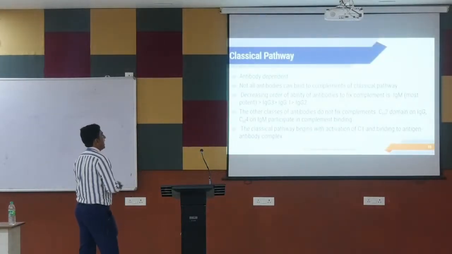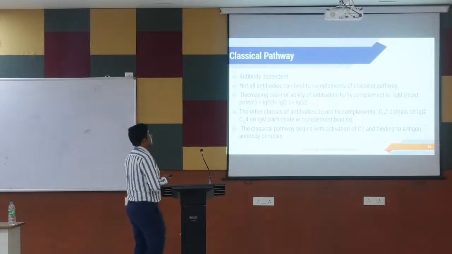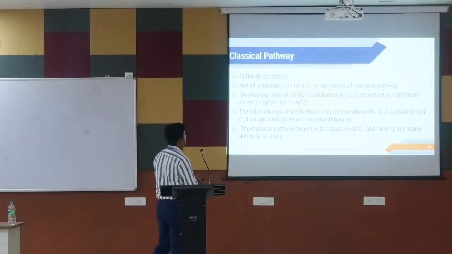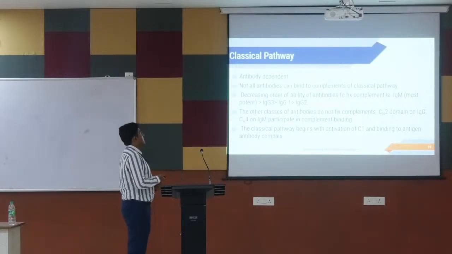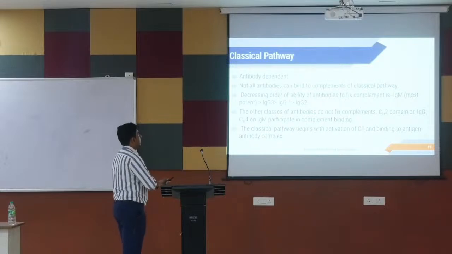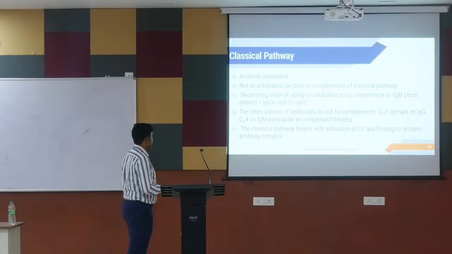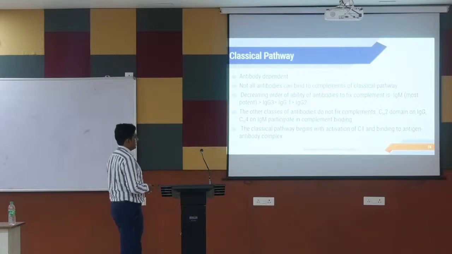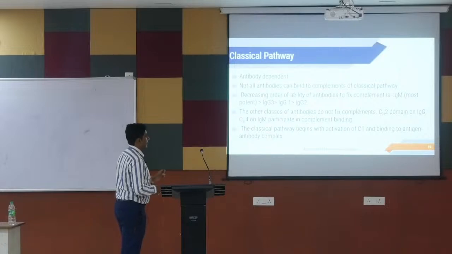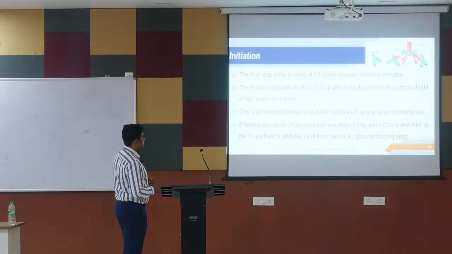Classical pathway is antibody dependent. Not all antibodies can bind to the complements of classical pathway. Decreasing order of ability of antibodies to fix the complement is IgM, IgG3, G1, G2. The other classes of antibodies do not fix complements. The classical pathway begins with the activation of C1 and binding to the antigen antibody complex.